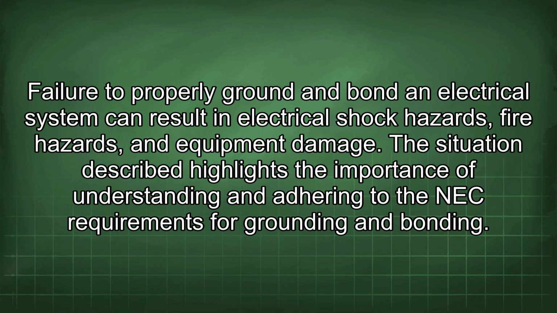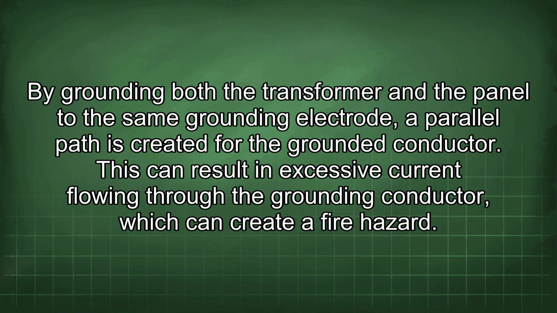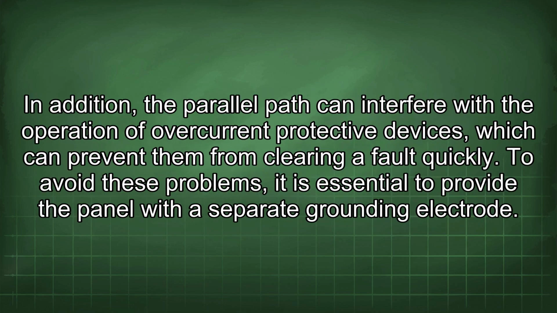The situation described highlights the importance of understanding and adhering to the NEC requirements for grounding and bonding. By grounding both the transformer and the panel to the same grounding electrode, a parallel path is created for the grounded conductor. This can result in excessive current flowing through the grounding conductor, which can create a fire hazard. In addition, the parallel path can interfere with the operation of overcurrent protective devices, which can prevent them from clearing a fault quickly. To avoid these problems, it is essential to provide the panel with a separate grounding electrode.